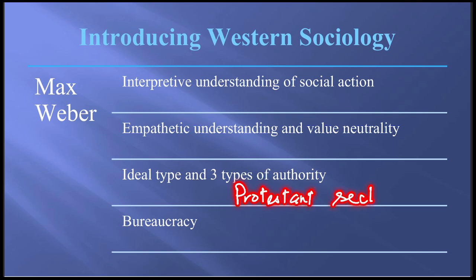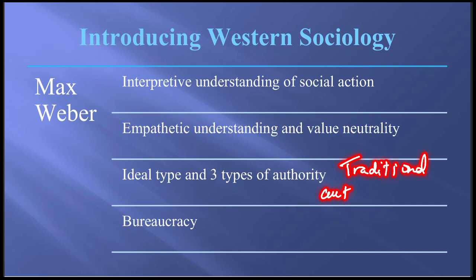Weber also used the ideal type to illustrate the three types of authority. First, traditional authority, which had its source in custom and precedents. Next, we have charismatic authority, which is derived from some divine source or is a gift of grace. And last, rational legal authority, which was based on legal demarcation of authority.